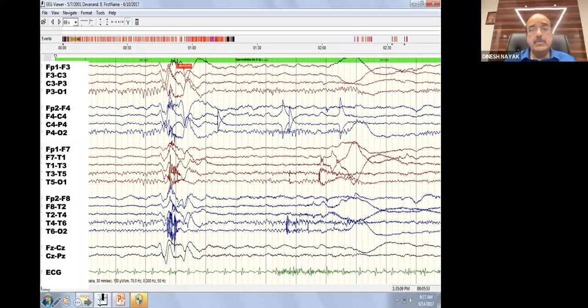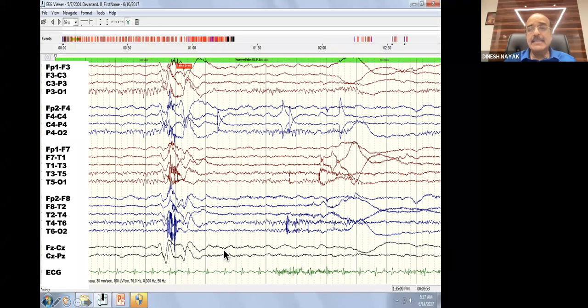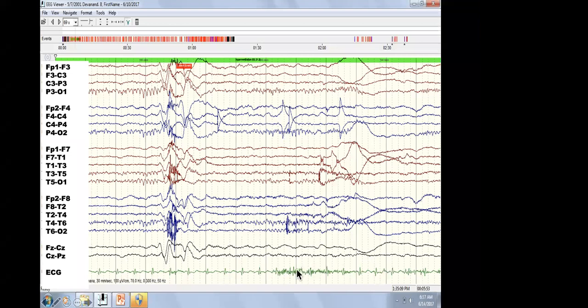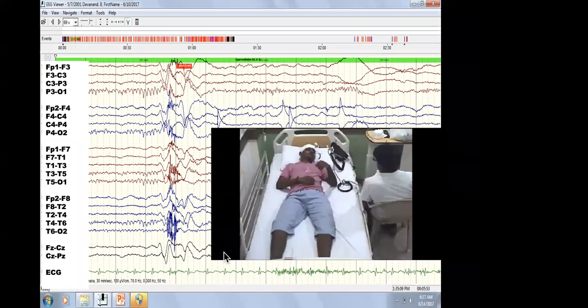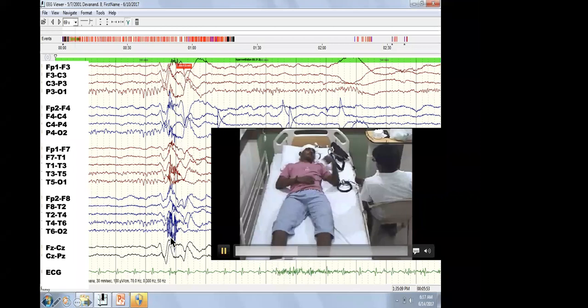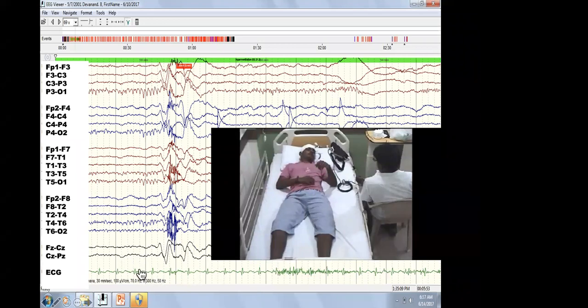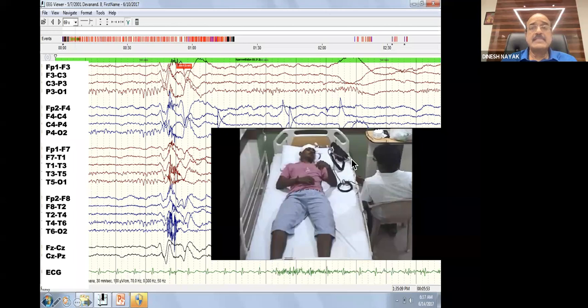But I'm going to show you a video now. You see this video. Now he gets that slow generalized myoclonus. Again, watch this. And during that myoclonus is when he gets these kind of slow wave bursts, slow sharp wave bursts. But the interval between these two is very long. So then what I do is I compress the page.